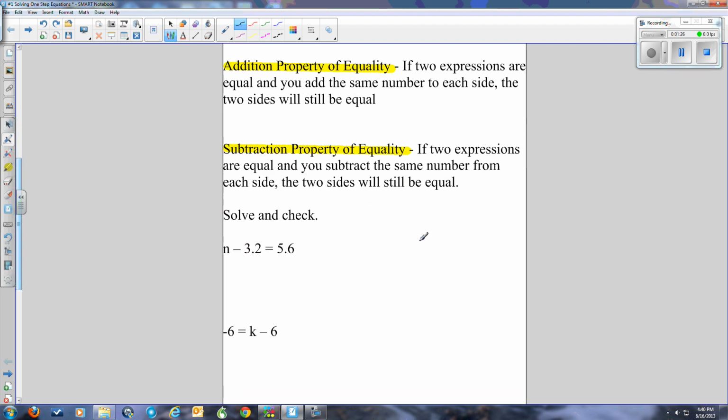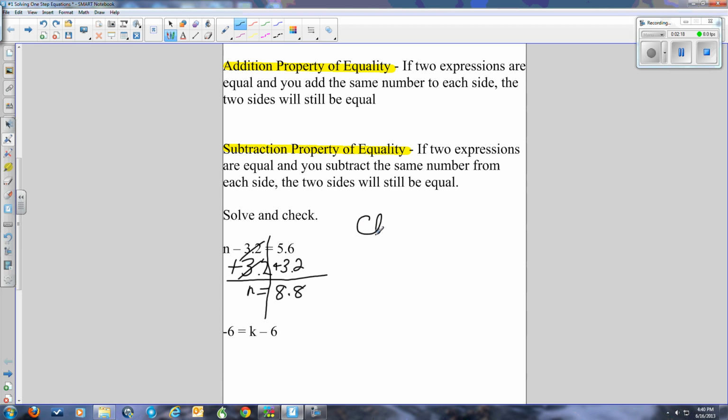Okay, so for example, let's say that we have this equation here: n minus 3.2 equals 5.6. I like to just draw a line right down through the equal sign. It separates one side of the equation from the other. Because we want to isolate the n, to get the variable alone, we notice that 3.2 is being subtracted from n. So we're going to do the opposite and add 3.2 to each side. So the 3.2's cancel, and you're left with n equals, and now we actually do the addition. 5.6 plus 3.2 gives you 8.8.